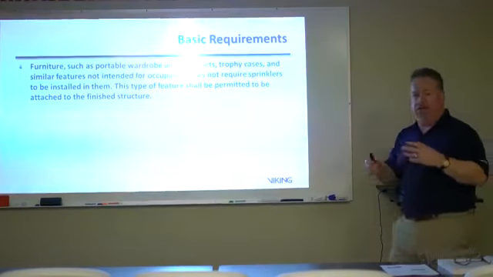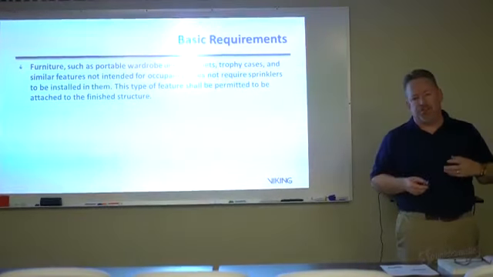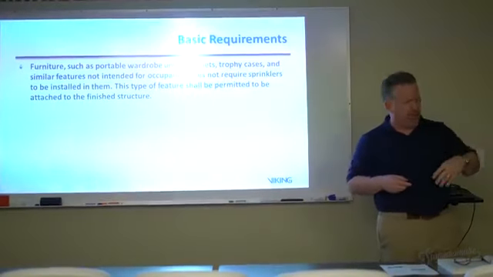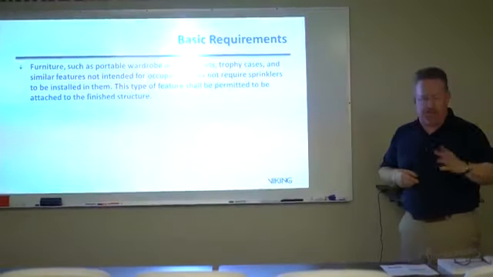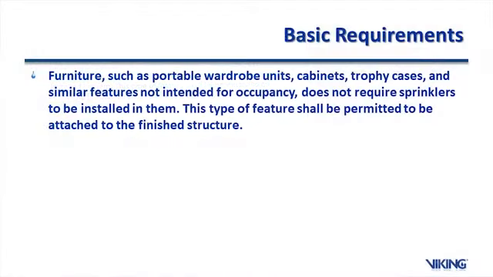Primarily, with this basic requirement in section 8.1 of the standard, we break it down into a couple of exceptions where the standard allows us to omit the sprinklers, and then it comes across a couple of interesting ones at the end. Furniture such as portable wardrobe units, cabinets, trophy cases, and similar features not intended for occupancy don't require sprinklers in them either.